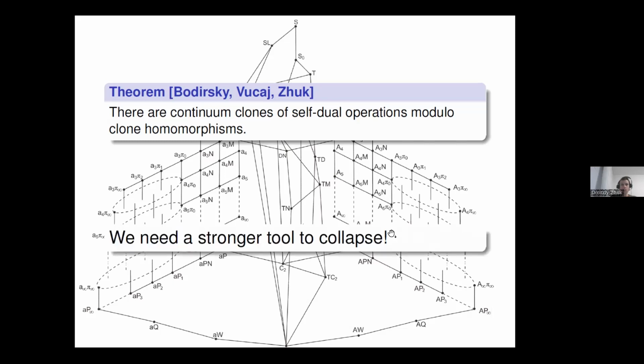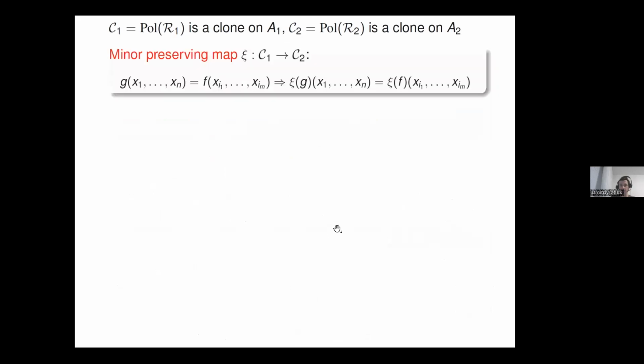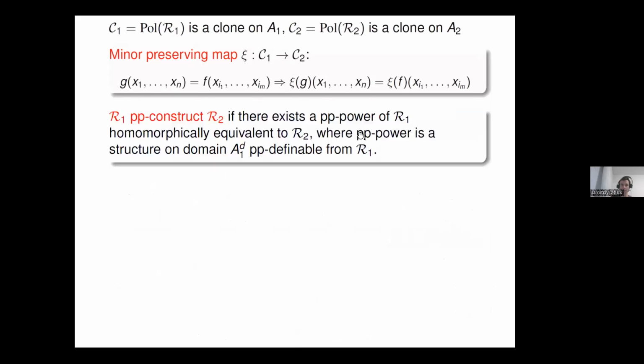And what it means is that if we want our lattice to be countable, we need a stronger tool to collapse. Okay. And as Albert said two weeks ago, we have it. It's a minor preserving map. So we want a mapping from one clone to another that respects minors. So it respects permutation of variables, identification of variables, and so on and so on.